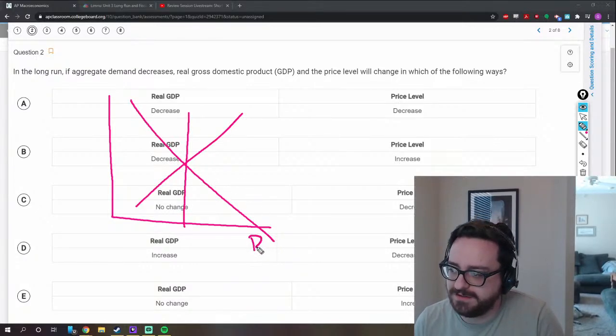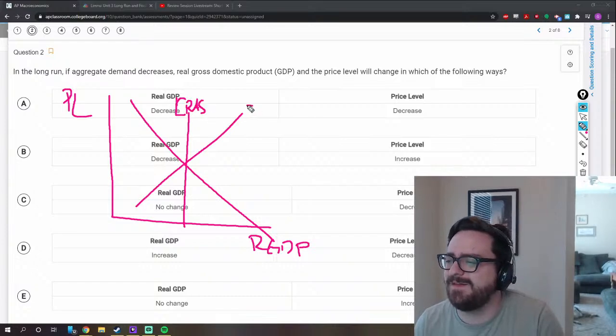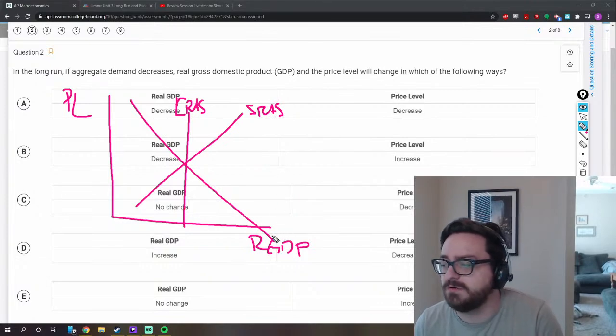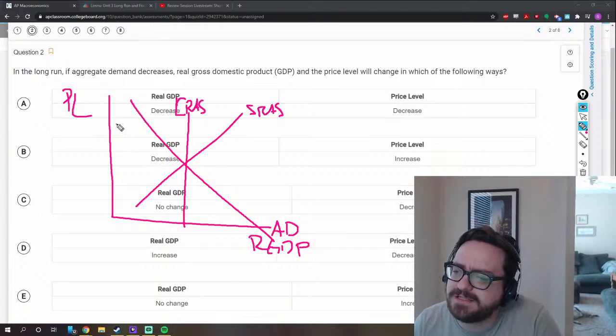In the long run, if aggregate demand decreases, real GDP and price level will change in which of the following ways? Okay. It didn't tell me the government's involved, so I have to assume that they're not, just in case you didn't know. If they don't tell you, then you got to assume the government's not involved. They said the aggregate demand decreases. Okay.